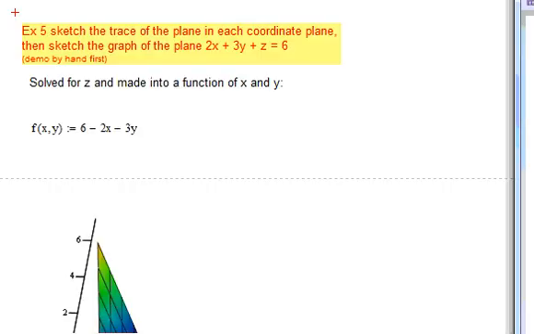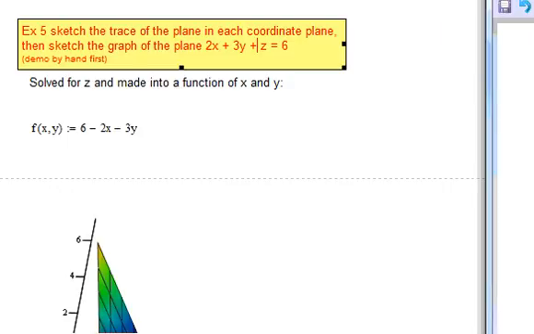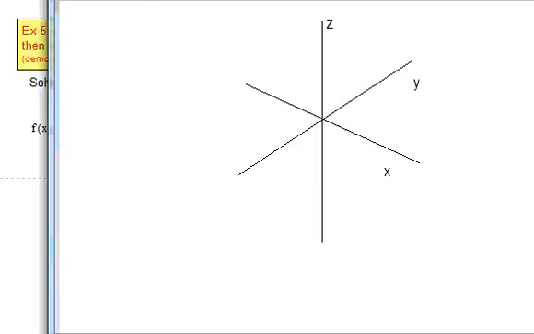Well, in the xy plane, z equals 0. So we would have 2x plus 3y equals 6. That says 3y equals negative 2x plus 6. That's y equals negative 2/3 x plus 6. So in the xy plane, the y-intercept is 6, and the slope is negative 2/3.